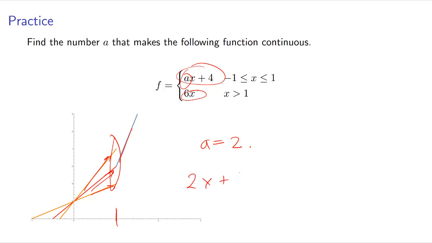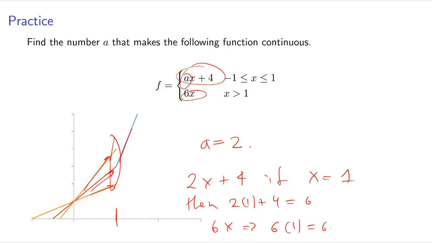2x plus 4, right? If x is 1, then 2 times 1 plus 4 is 6, and 6x becomes 6 times 1, which is 6. These two functions will have the same value now when x is equal to 1.